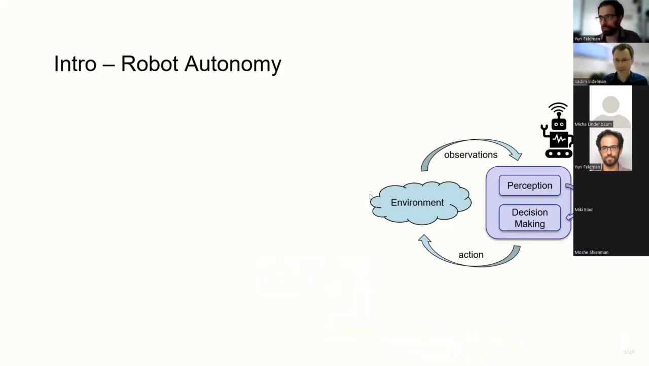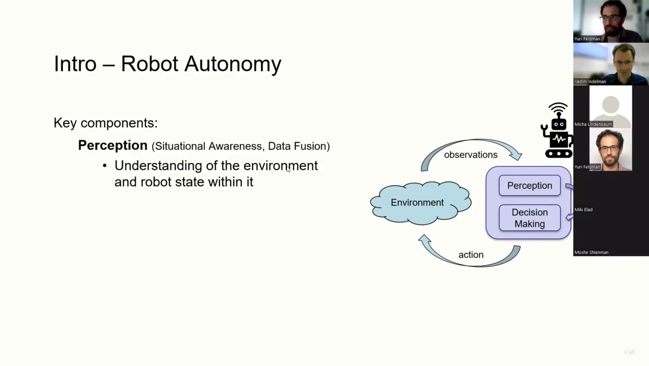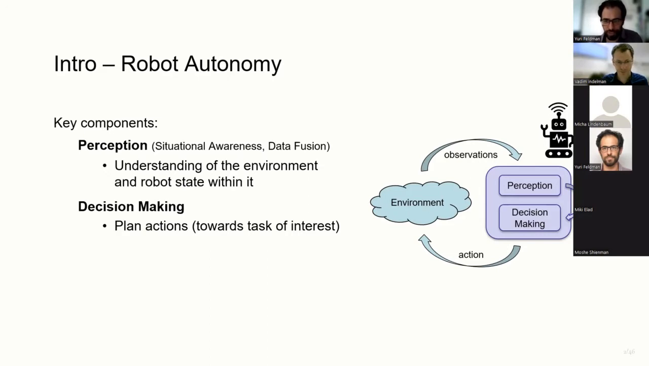Since the talk is about perception for autonomous robots, what's an autonomous robot? An autonomous robot is one that acts autonomously, meaning without being directly controlled by a human operator. In comparison to something that is controlled directly, it has two key components. One is perception that provides understanding of the environment, for example, a map of the environment and robot state within it. And the second component is decision making, responsible for calculating actions, which would otherwise be provided by an operator.